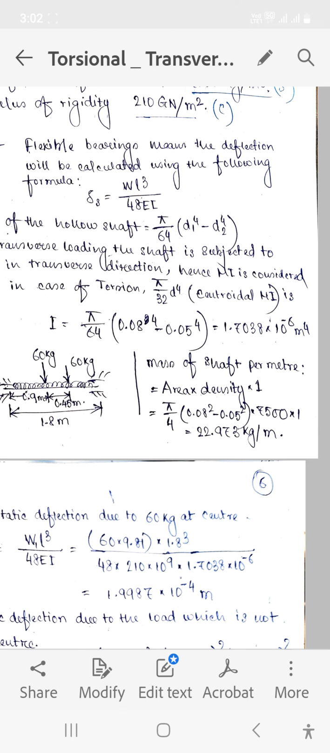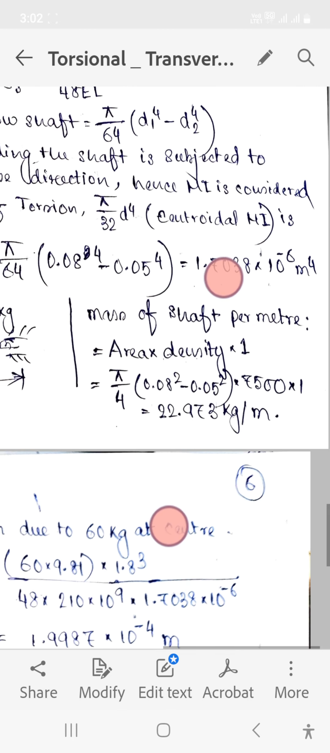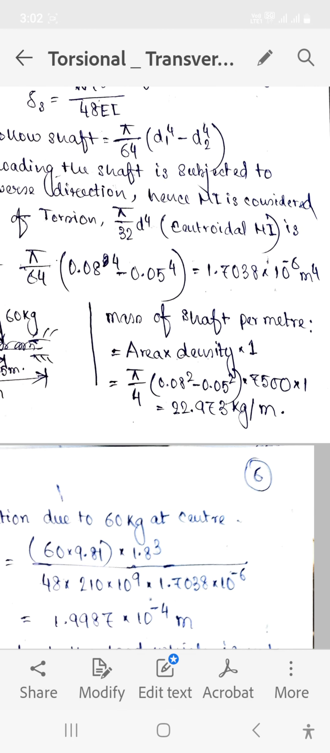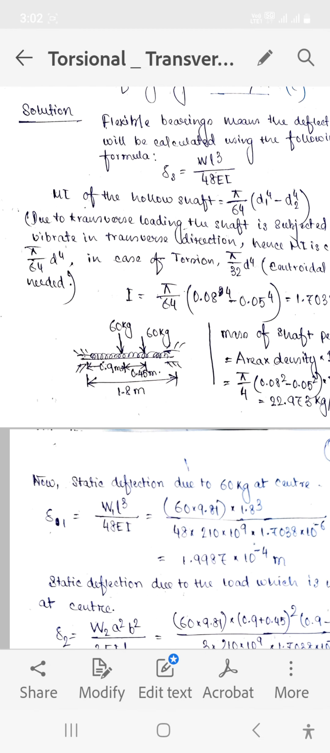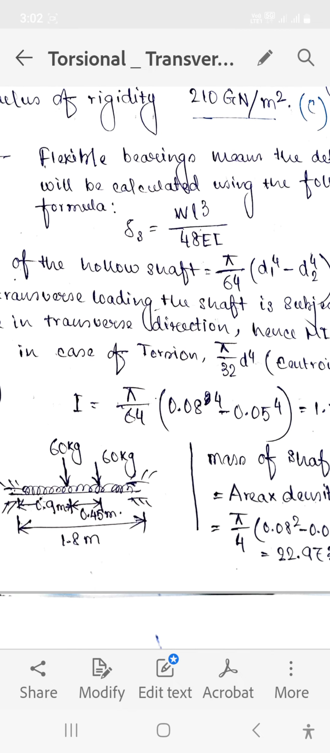Okay, so that's why this 1 is multiplied, and here is the density: 22.973 kg per meter. So at the end, I shall use the Dunkerley's method, but before that, I need to know the deflection due to each of these nodes. So there are three types of nodes here. One is the centroidal node. For that, this is the deflection expression.